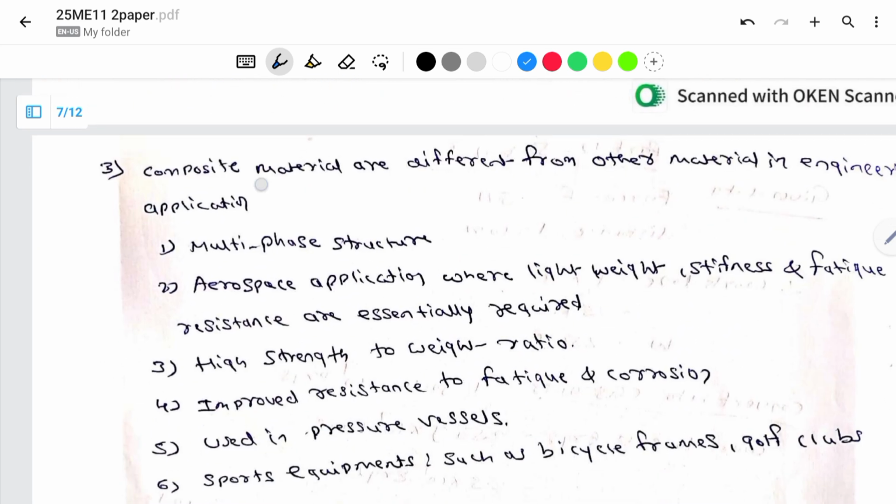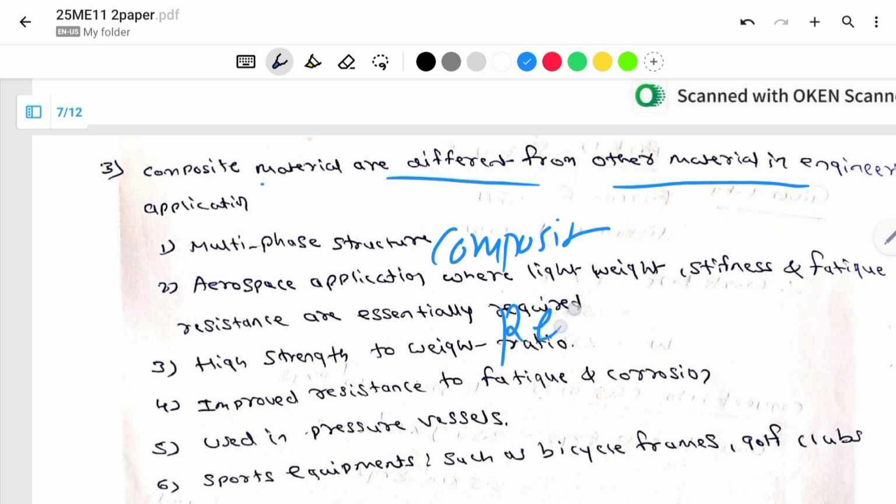Then how are composite materials different from other materials? Let me explain. First of all, you need to understand what is meant by composite materials. Composite materials are a mixture of two or more materials. In that there will be resin and reinforcement, or else matrix plus reinforcing material.